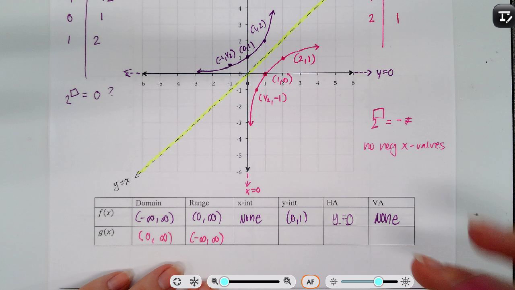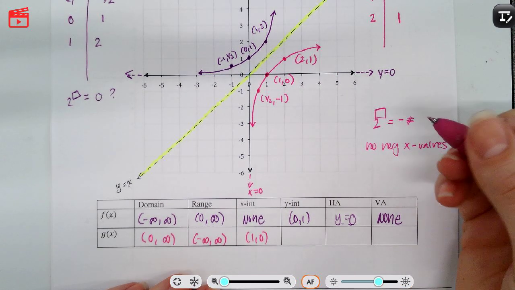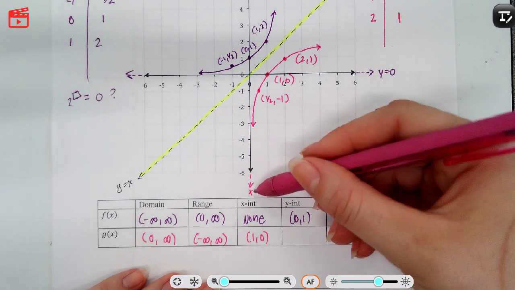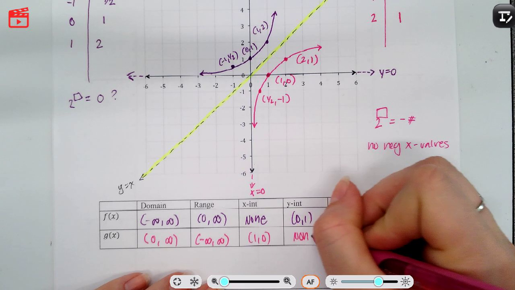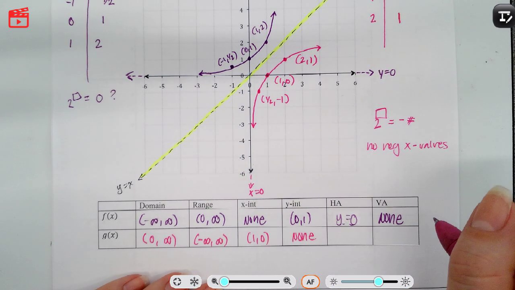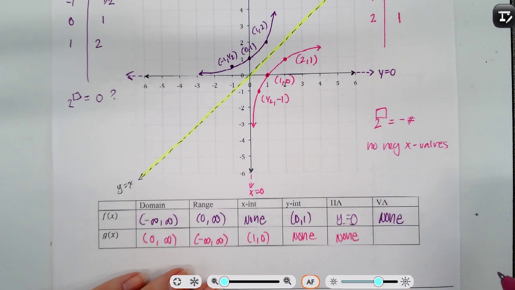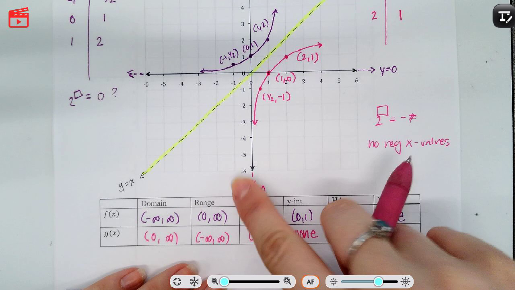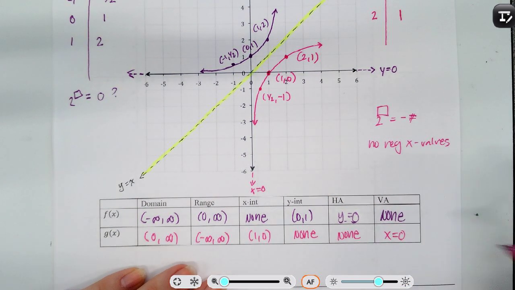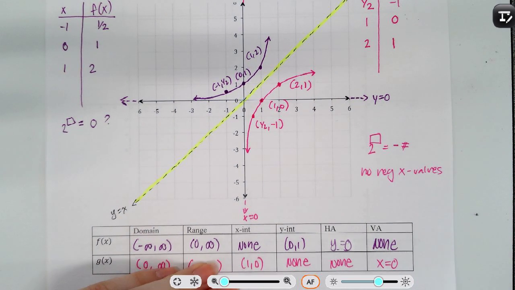All right, x-intercepts, do we have any? Yep, (1, 0). Y-intercepts? No, we don't, because that's actually along our vertical asymptote, so none. Horizontal asymptote? No, we don't have a horizontal asymptote. Vertical asymptote? Yes, we do, right here at x equal to 0. All right, so there we go. We have the exponential graph and the logarithmic graph, and they are inverses of each other.